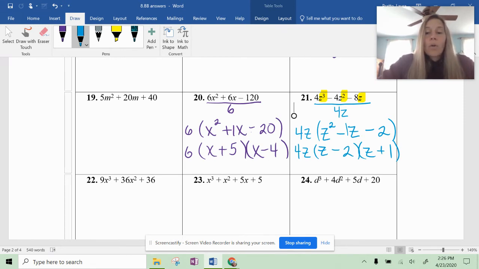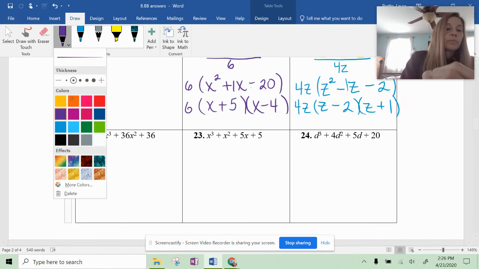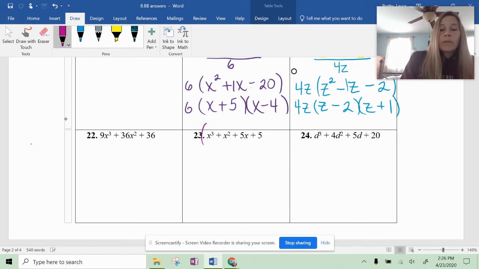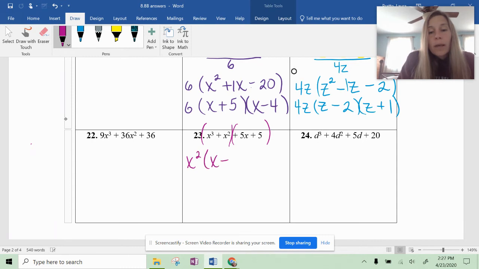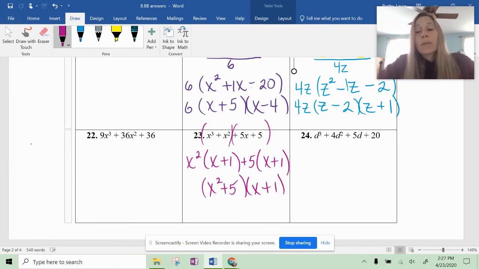Okay, so I'm going to skip down to, let's see, I'll do 23. All right, 23 is just another one of the grouping ones like we did on the other page. Taking out an x squared, I'm going to be left with x plus 1. And on this side, I'm taking out the 5, and I'll be left with x plus 1. So x squared plus 5 and x plus 1. And the 5 is not a perfect square, so I can't break that down any further.